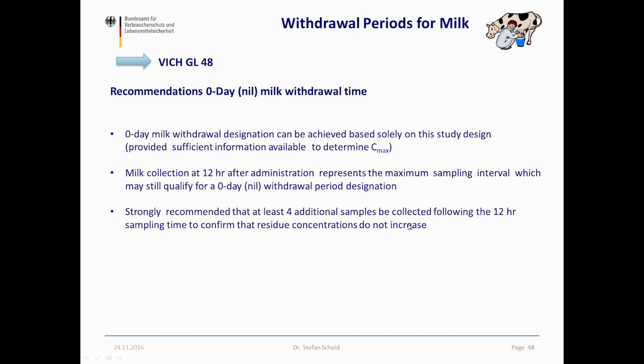This is also important. So the residues in the first milking should be below the MRL, and the residues should not further increase. And this is made sure if, in this case, you would milk a second time, third time, and the fourth time, and if all residues are lower than in the first milking, then it is 0. And if the first milking is below the MRL.